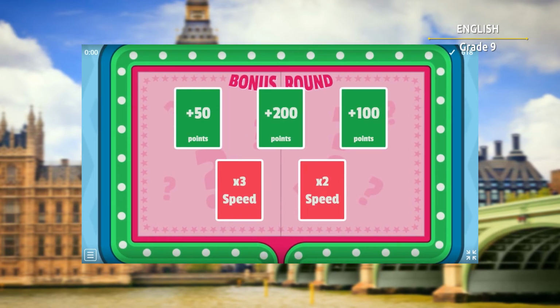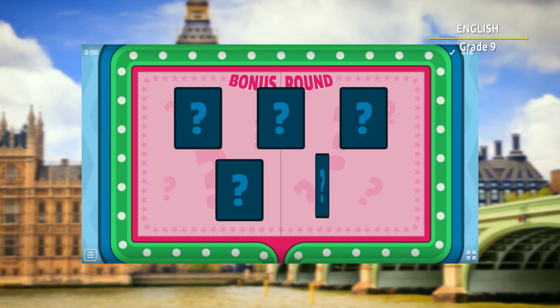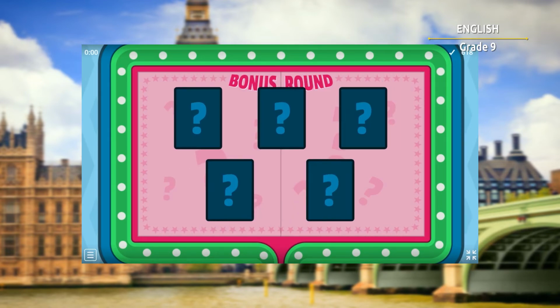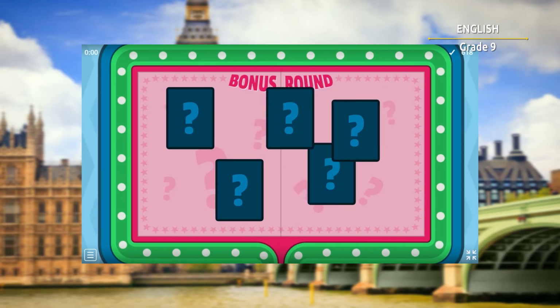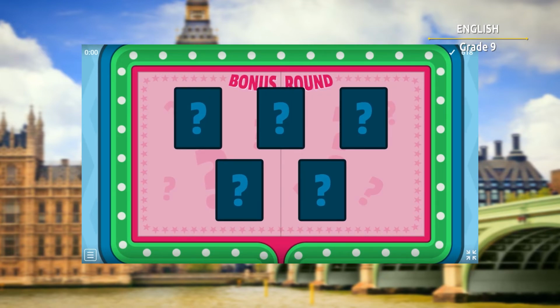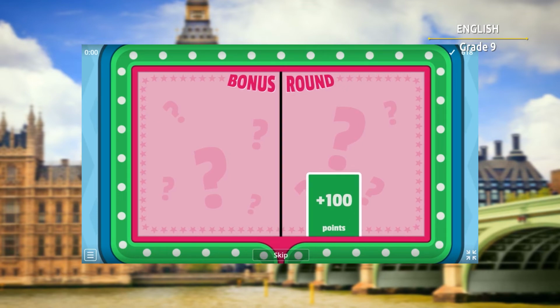Next round. Which card should we use? Let's choose card number 5. Plus 100 points.